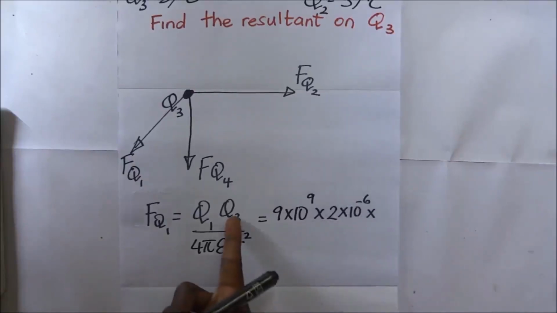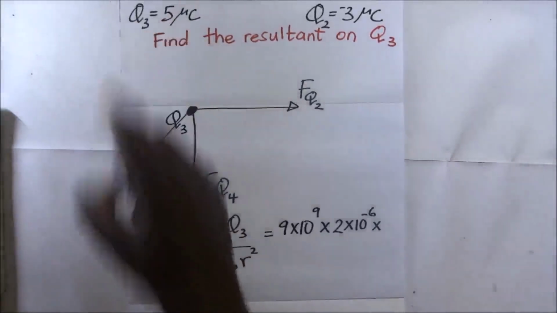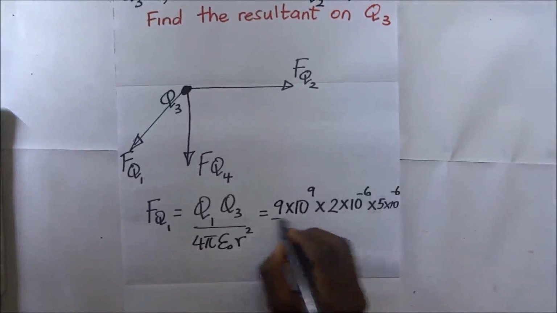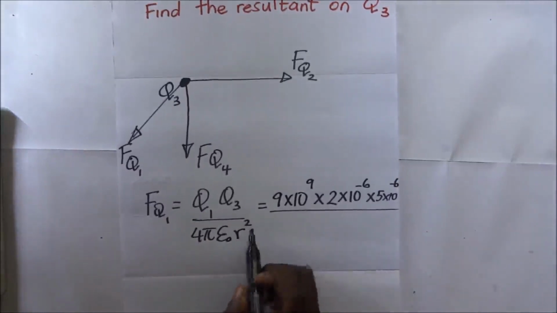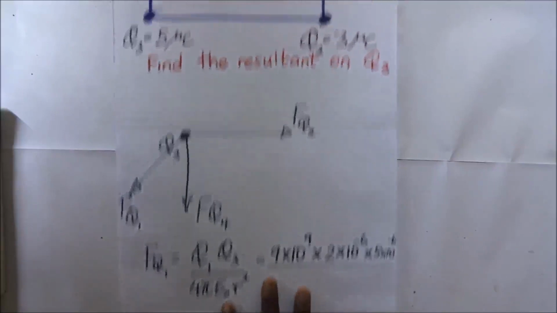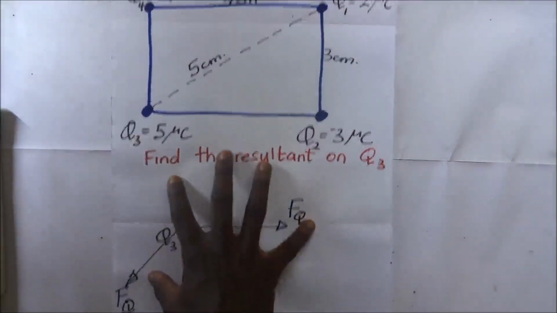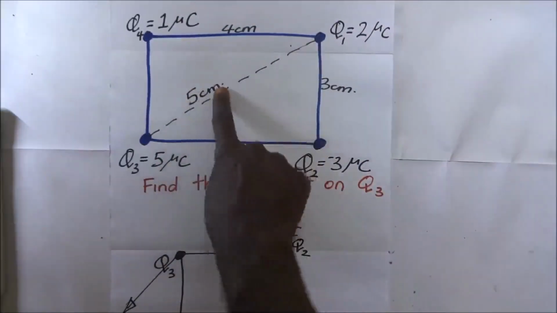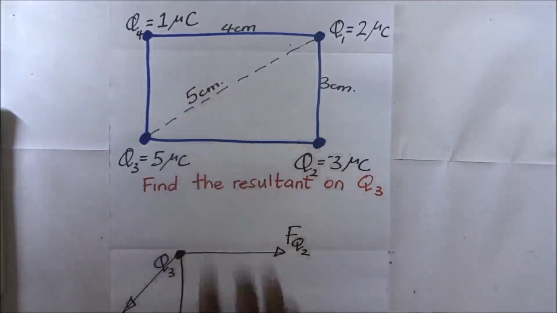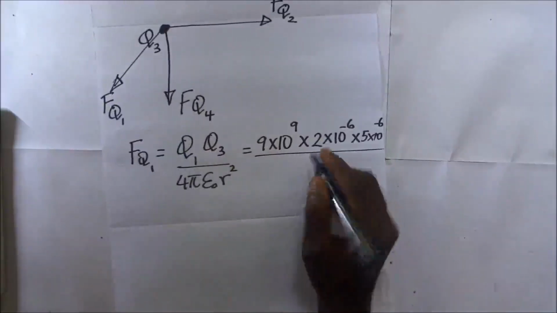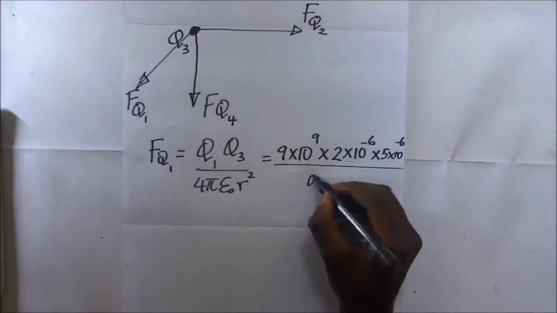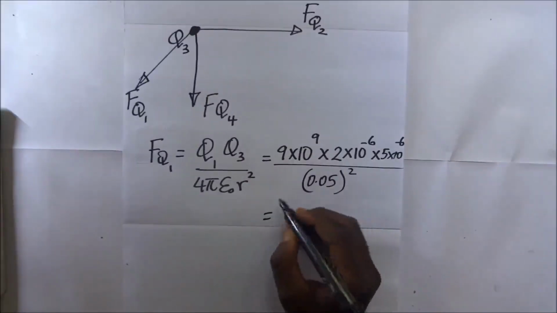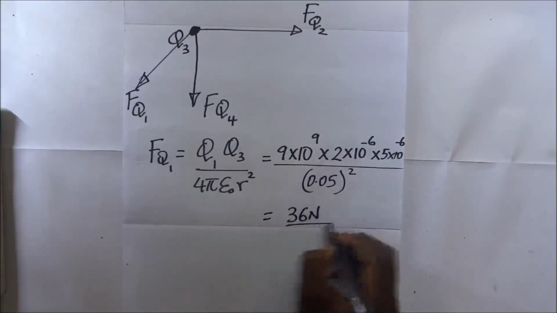Multiply that by Q3. Our Q3 is 5 microcoulombs, so it is 5 times 10 to the power negative 6. Divide all this by their separation squared. What is the distance between them? The distance between Q3 and Q1 is 5 centimeters. Converting this to meters is going to be 0.05 meters. So this squared is 0.05 squared. And our force FQ1 is going to become 36 newtons.